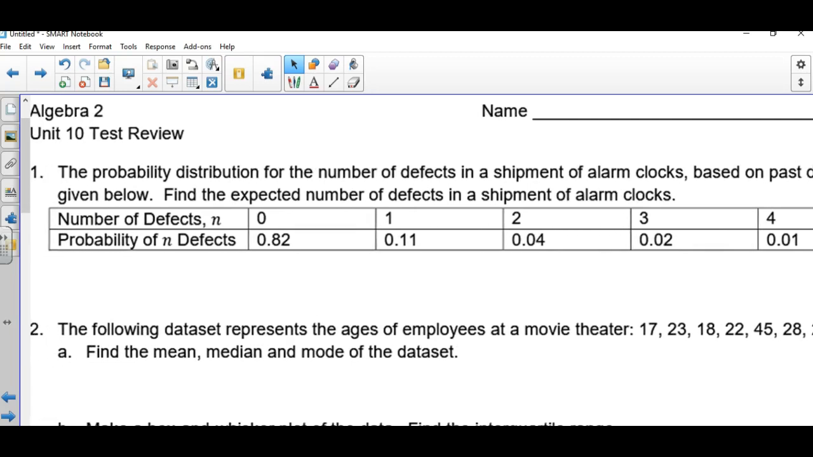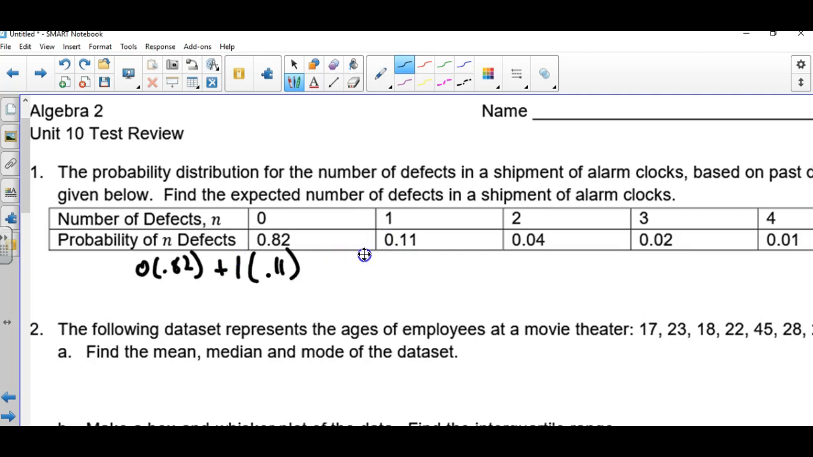The thing to remember is you've got to completely add up the top. So what you're going to do is multiply each number of defects by its probability. So I have 0 times 0.82. Then I'm going to add that to 1 defect times its probability, then add that to the next defect times its probability, then the next one.